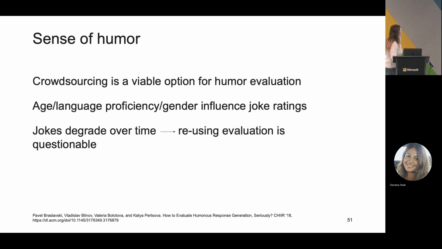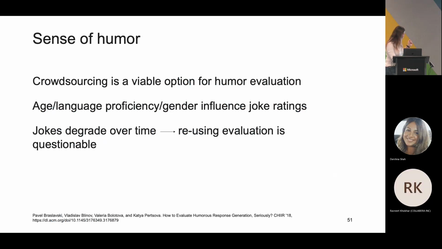So with crowdsourcing, this is what we found out, that it worked and we could actually use it. So if we want to train our chatbot to be funny, we could use this kind of evaluation. But there are some downsides. Age, language proficiency, and gender influence joke ratings. So depending on their background, they would find it more funny or less funny. And jokes degrade over time. So if someone already heard this joke, it might not be funny for them anymore. So that's another thing to be aware of.